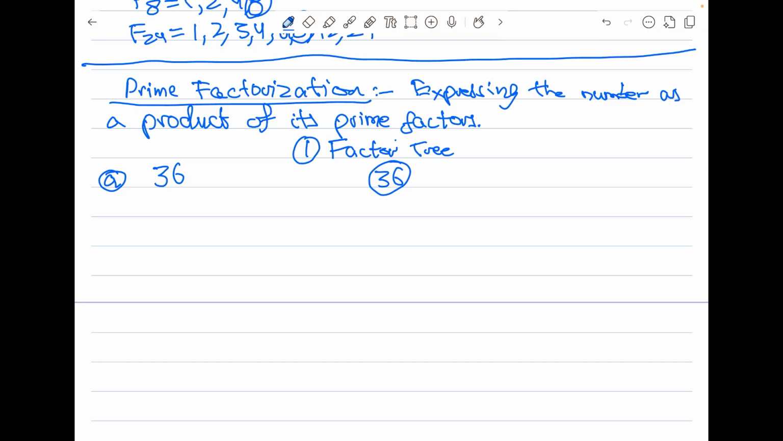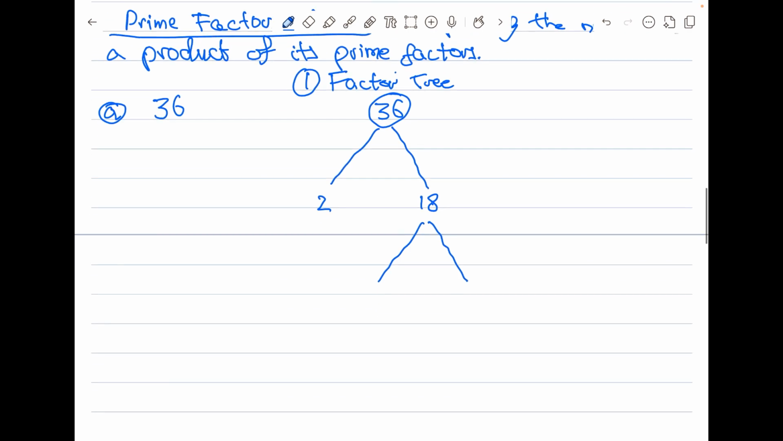So, to draw the factor tree of 36, here's what we'll do. We'll draw two branches over here. On the first branch, we can write the smallest prime factor of 36, which is 2. So we'll write 2 over here and the quotient on the other branch, which will be 18. Then for the second branch, we will again draw two branches over here and repeat the process.